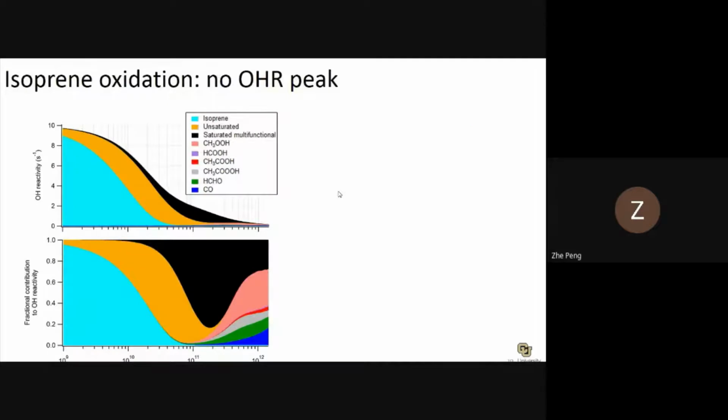Now let's look at the oxidation of an alkene, which is isoprene. At high ages, the OHR VOC is very low, so I also show the fractional contribution of different species to the total OHR VOC below. And the most apparent difference in isoprene oxidation shown here is that it doesn't have an OHR peak.